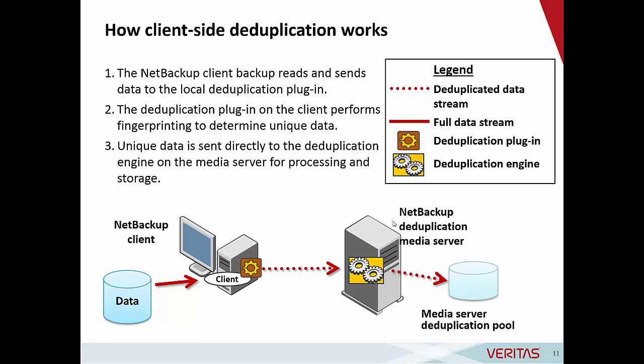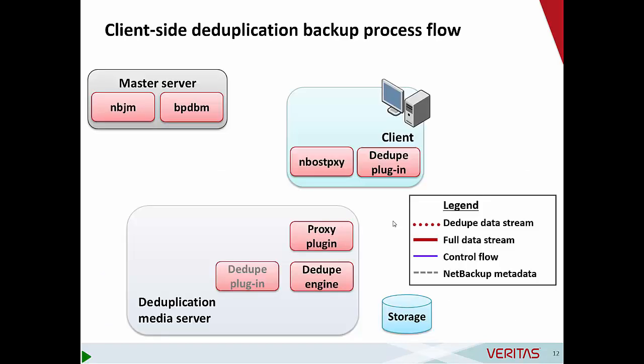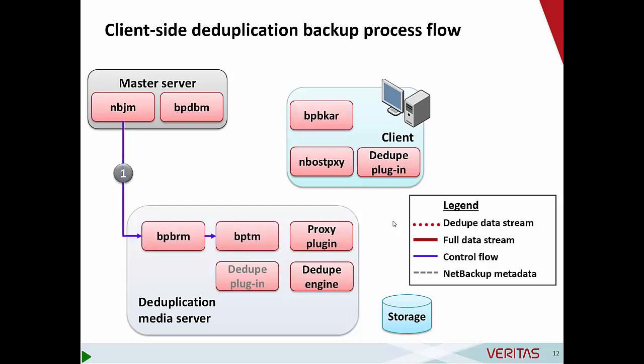No problem. The next process flow shows client-side deduplication, and this will be different than media server deduplication in a number of respects. The creation of the job happens in a standard manner. Job manager reaches out to the media server, starts BPBRM. BPBRM starts the tape manager. On the client, things happen a little differently than usual. In BPBCAR, instead of sending data directly to the tape manager, the way it normally would for every other kind of backup, BPBCAR is going to hand this data off to a process called NBOST proxy.